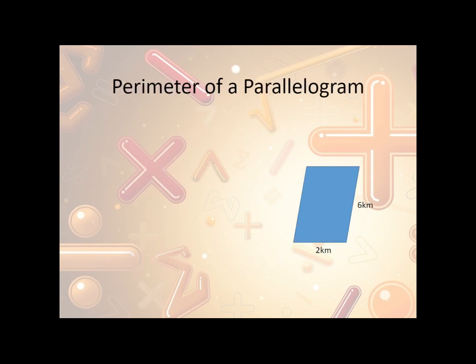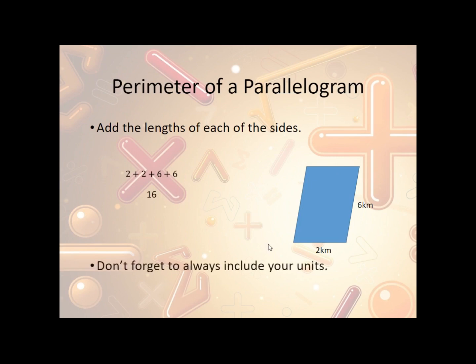Now we need to find the perimeter of a parallelogram. So again, we're going to add each of the side lengths. Now, there's only 2 given, but because it's a parallelogram and both this set of sides and this set of sides are parallel, that means that this side and this side have to be the same length, and this side and this side have to be the same length also. So we can add 2 plus 2 and 6 plus 6, and we get 16. Again, don't forget to include your units. This one's measured in kilometers, so it would be 16 kilometers.